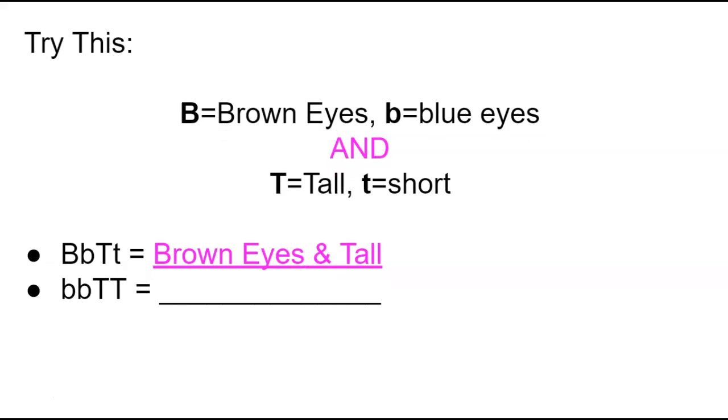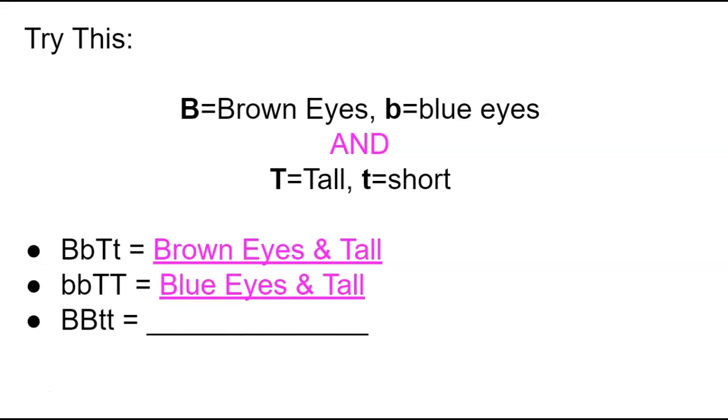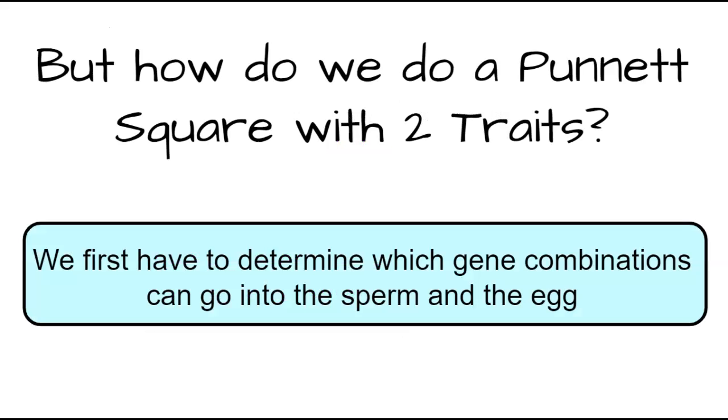You do the next one. Little b, big T, big T. This individual would have blue eyes and be tall. And one last one. Big B, little t, little t. This individual would have brown eyes and would be short. So same thing that you guys have already known about with dominant and recessive traits. The only difference here is we've got two different traits that we're talking about.